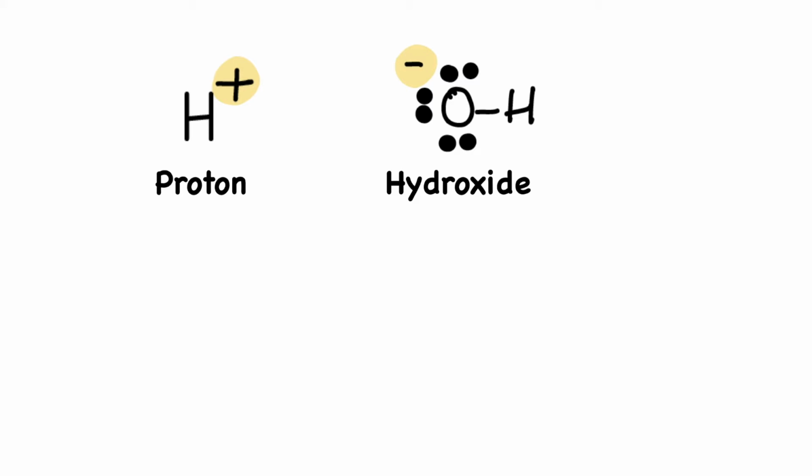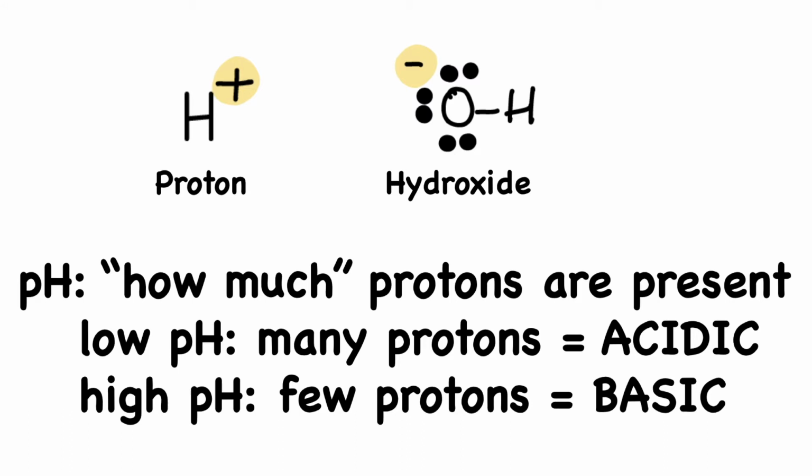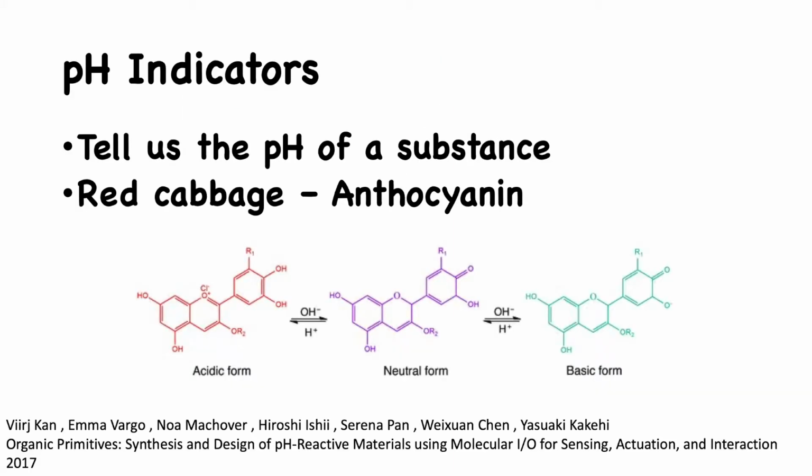But how do we quantify how acidic or basic a compound could be? Chemists have invented a pH scale, which is a mathematical function of how many hydrogen protons are in a solution. A low pH means that there are many protons, and thus the solution is acidic. A high pH means that there are few protons and the solution is basic. We can measure pH using a pH indicator. It is a substance that will tell us the pH of a solution.